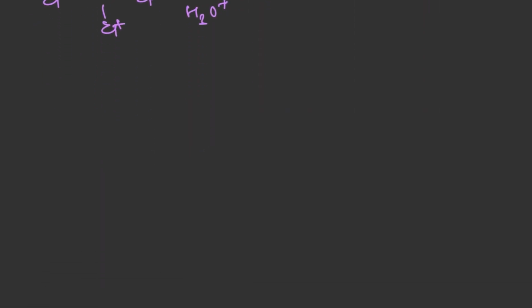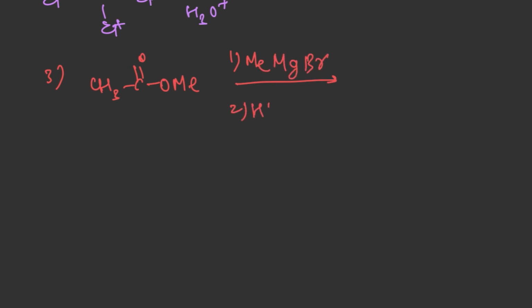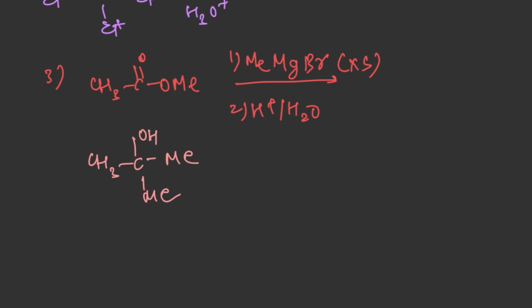Next, third, we have CH3 reacting with MeMgBr, then H plus H2O, MeMgBr in excess. It is in excess, so I am writing the final product. The final product will be CH3, COH, Me and Me. All of you know that in the first step the OMe group, the methoxy group, will leave, and that's how it ends.